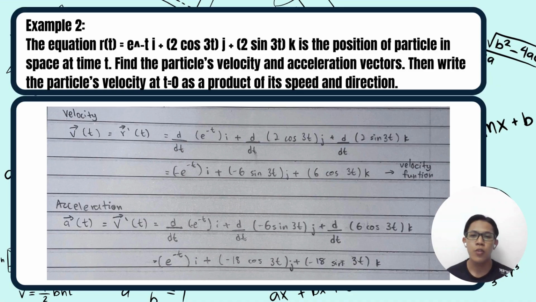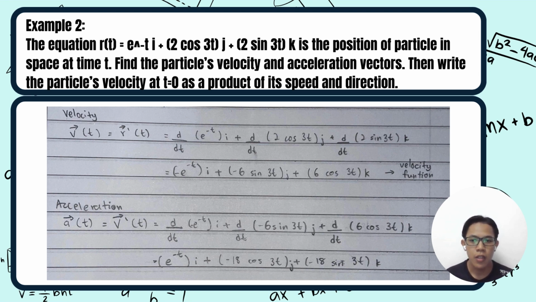Example 2. The equation r of t equals e to the power of negative t i plus 2 cos 3t j plus 2 sin 3t k is the position of a particle in space at time t. Find the particle's velocity and acceleration vector, then write the particle's velocity at t equals 0 as a product of its speed and direction.